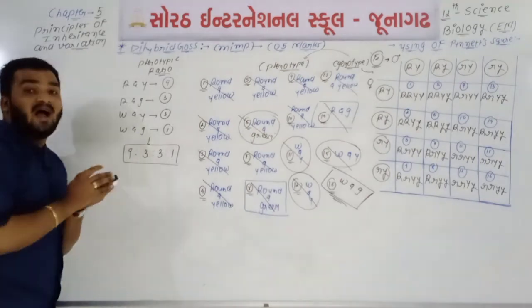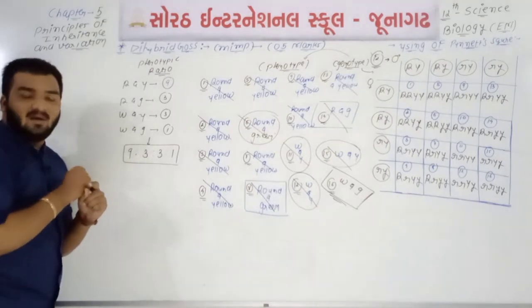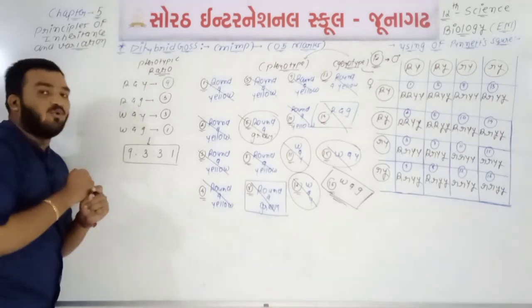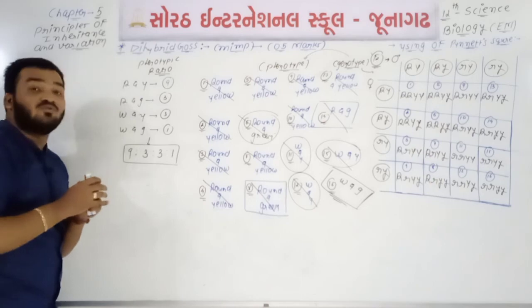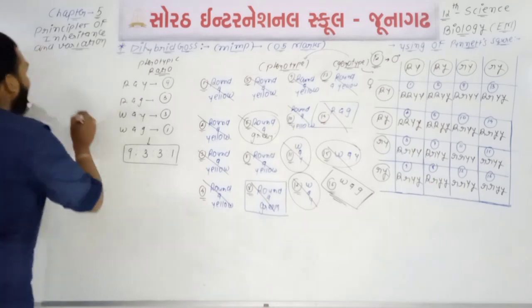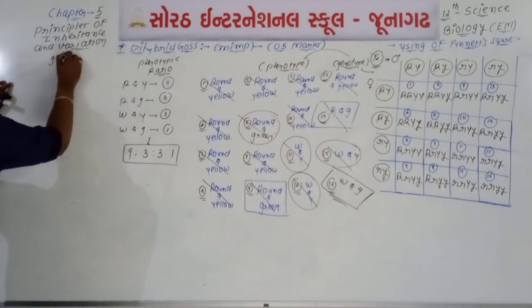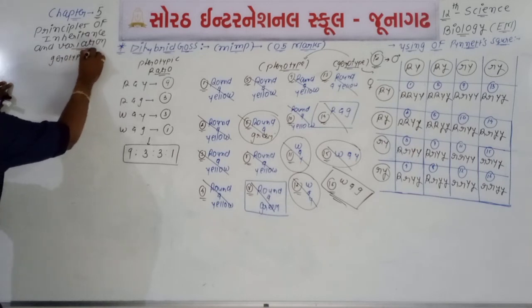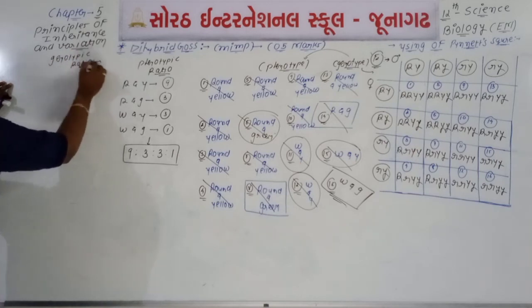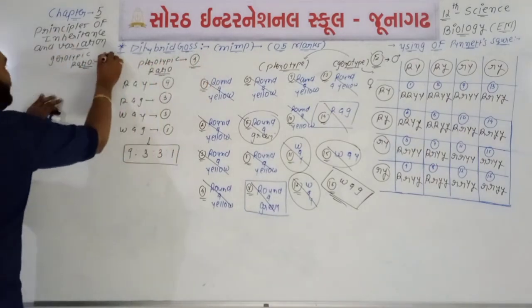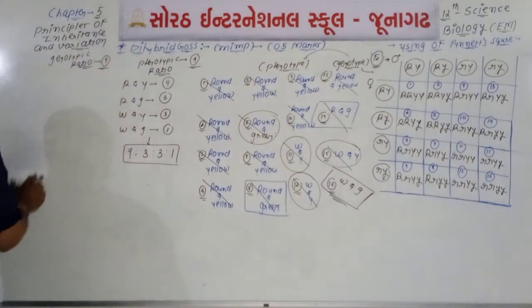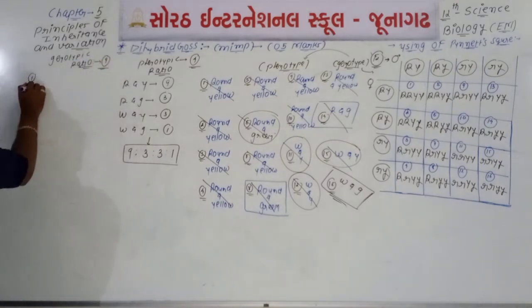In monohybrid cross the phenotypic ratio is what? According to monohybrid cross phenotypic ratio is 3:1 only. Here it is 9:3:3:1. What about the genotypic ratio? Remember, a total of 4 types of phenotypes are there. Here you are going to get 9 types of genotypes. I am giving you one shortcut.